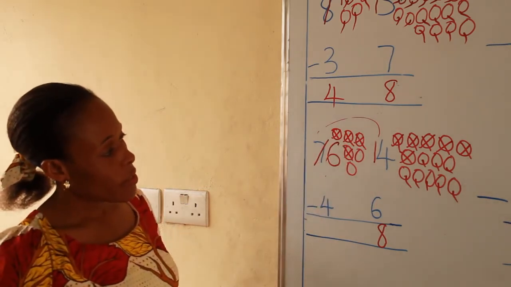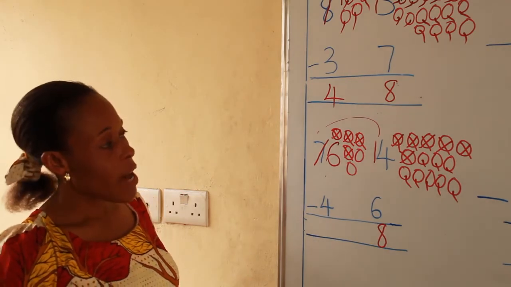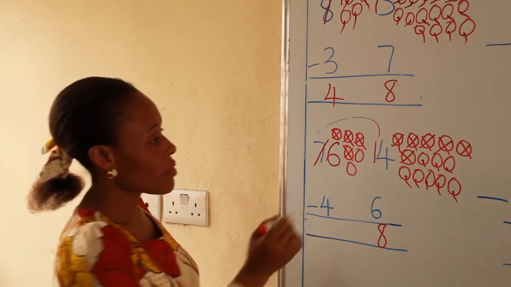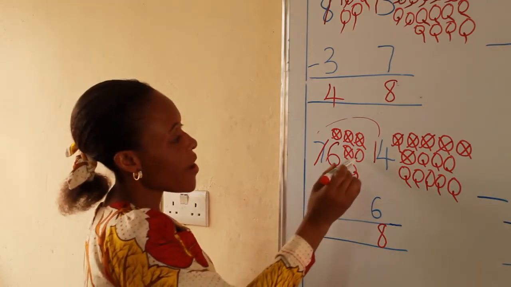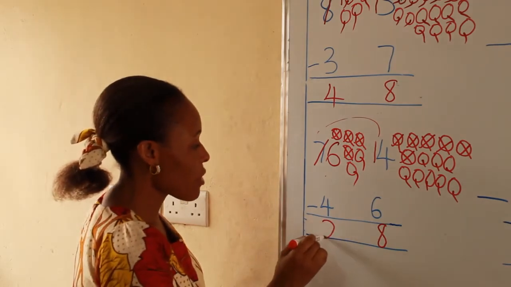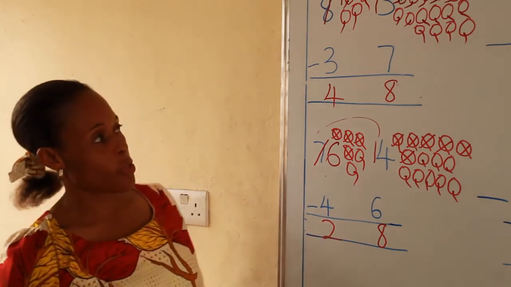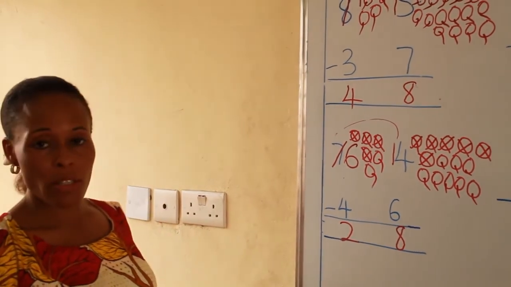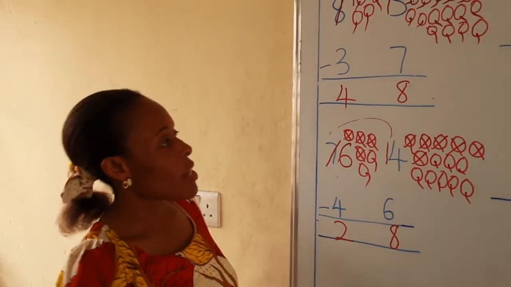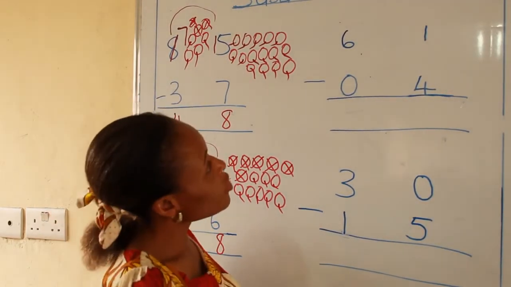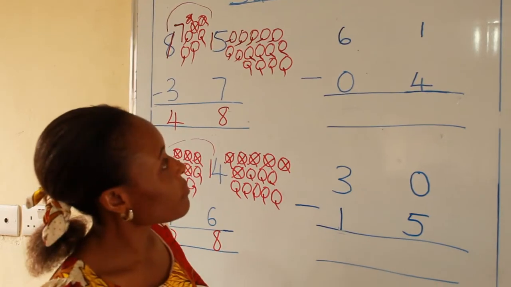So children, take a good look at it. How many counters do we have left? Let's count together. 1 and 2. So we have 2 counters left. You come down here and write number 2. So what we have is 2 and 8, which is what? 28. Good. Okay, children, let's move over to the next number.